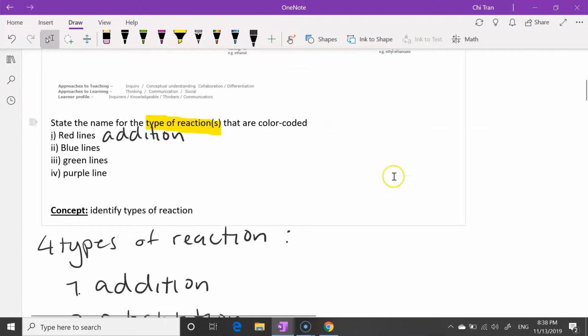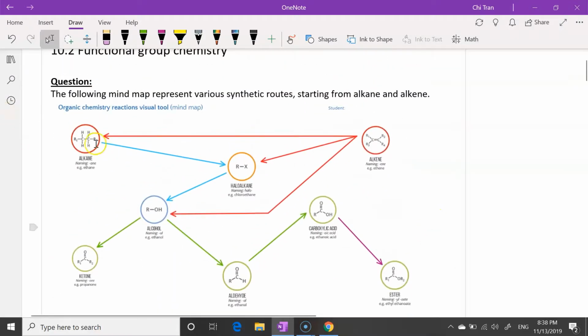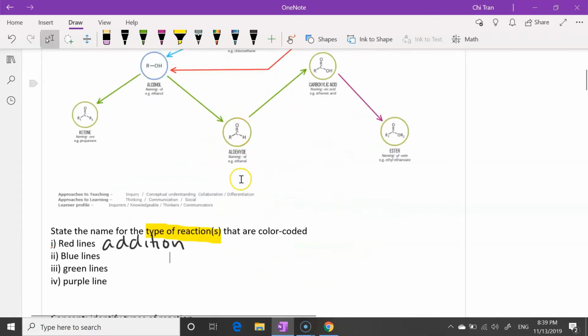Next is substitution, and substitution starts off with a saturated molecule, which is an alkane right here. And one of the hydrogen can be replaced by a halogen to create haloalkane. And another example is that halogen can be replaced by a hydroxyl group to make alcohol. So the blue arrows are substitution.